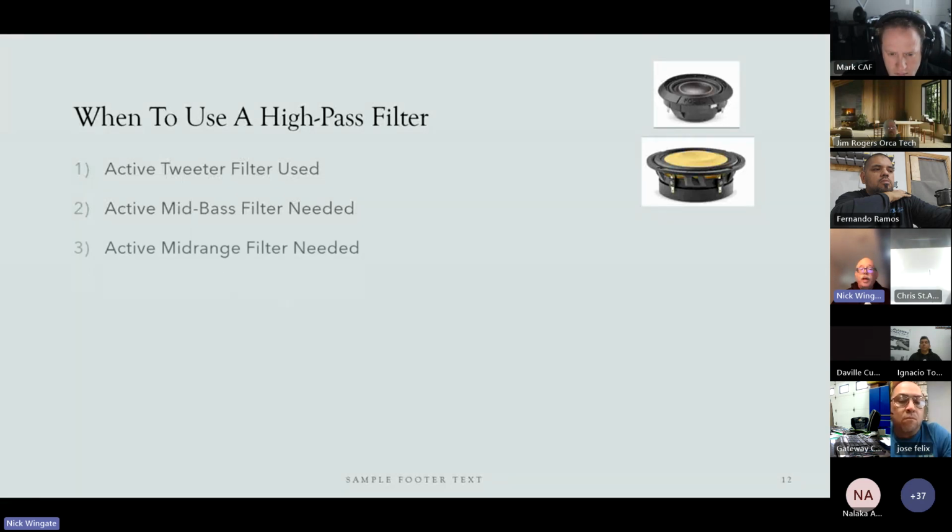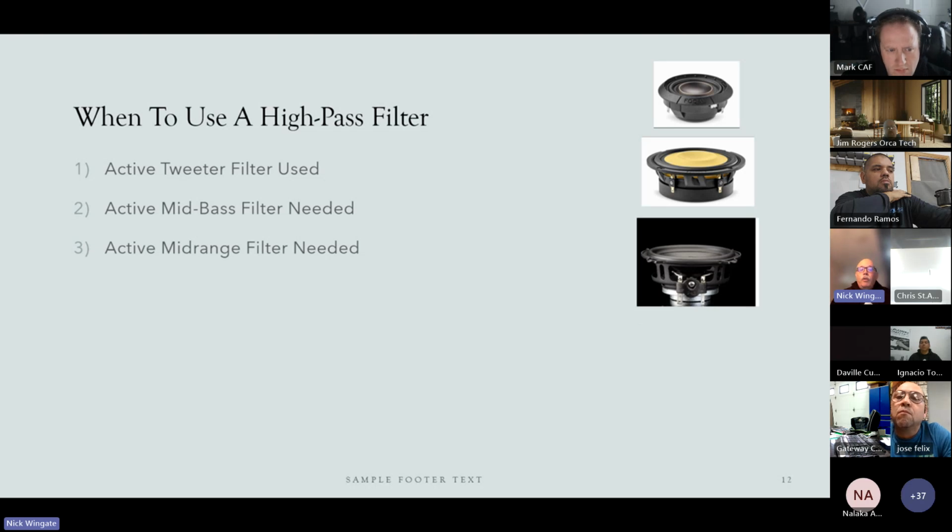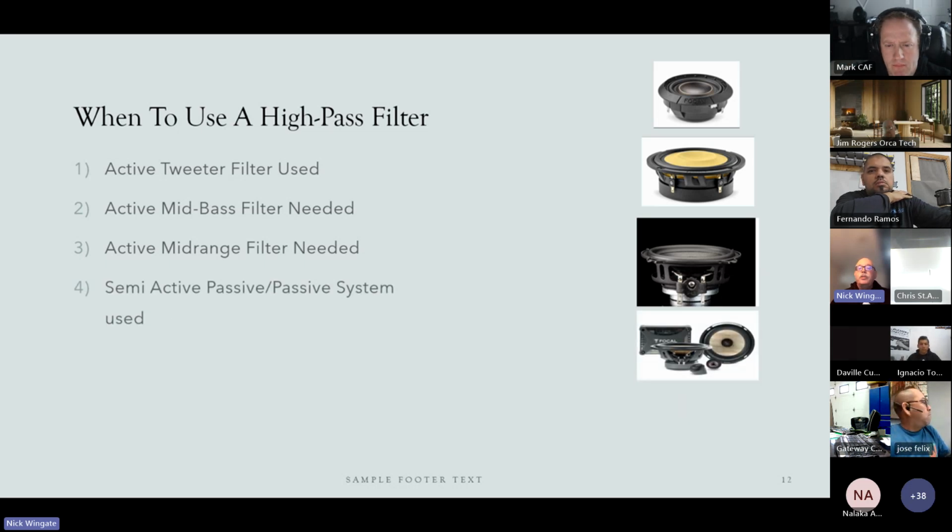So we don't want to do that. Obviously, if we're building a three-way, we want an active mid-range. In the mid-range, you want to make sure that it only plays in the mid-bass. We only want it to play so low, again, because we only have so much voice coil to work with, and we don't want the voice coil to blow up. Then there's also what is known as a semi-active passive system.